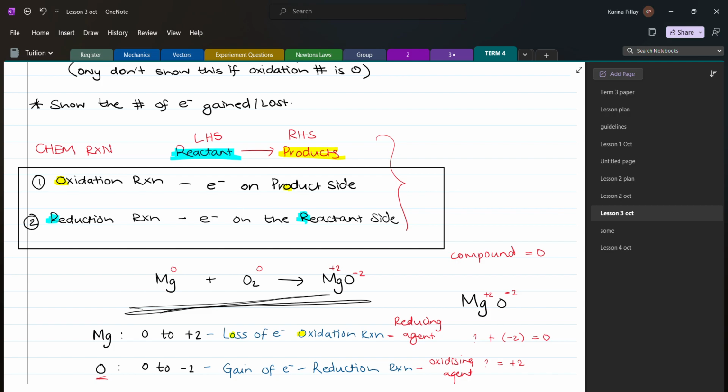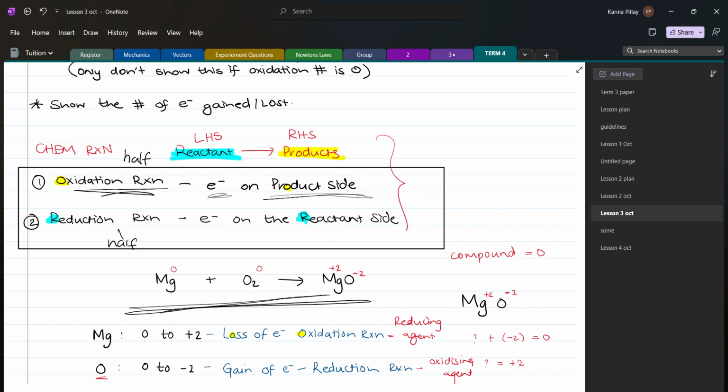Now, when you want to write your oxidation half reaction, your electrons are always shown on the product side. And what side is that? That is the right-hand side. How do we remember that? There's an O in oxidation, there's an O in product, so this helps us remember. For your reduction half reaction, your electrons go on the reactant side. Which side is that? The left-hand side. How do we remember that? R in reduction, R in reactant.